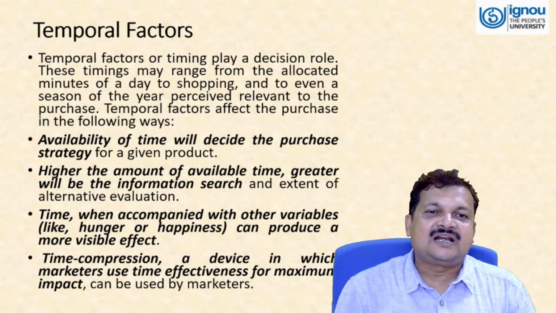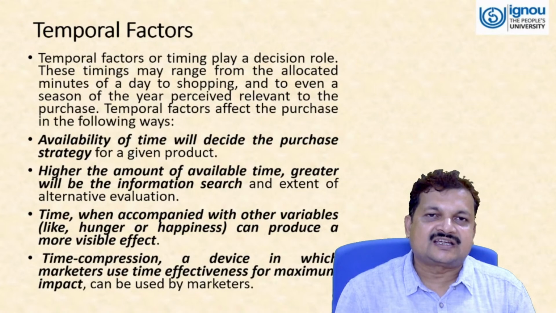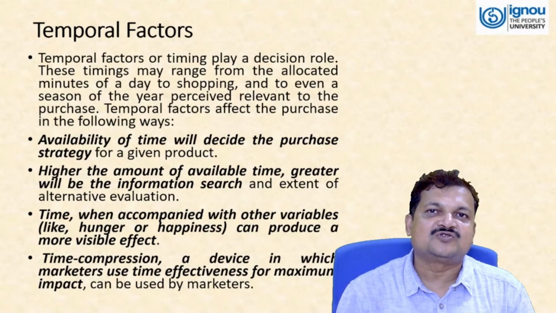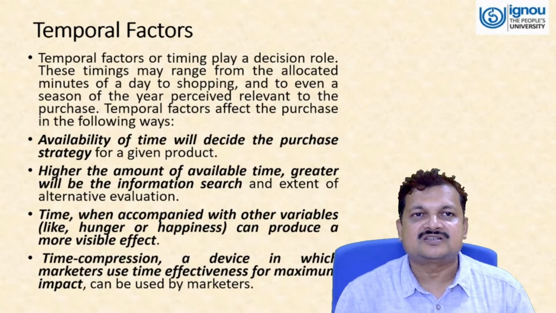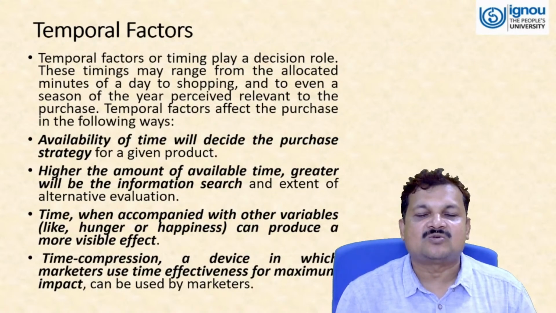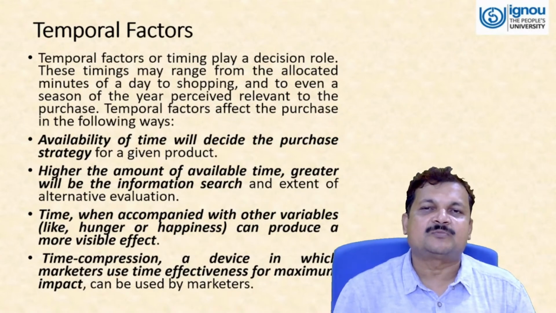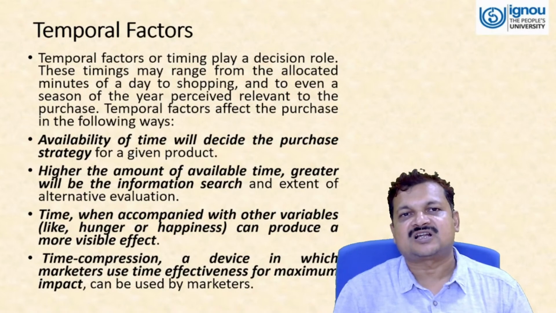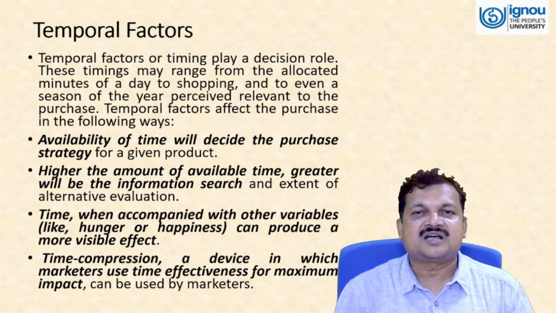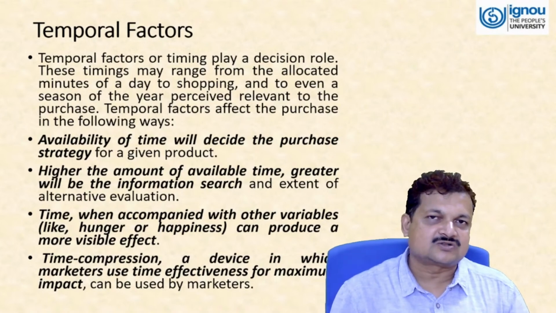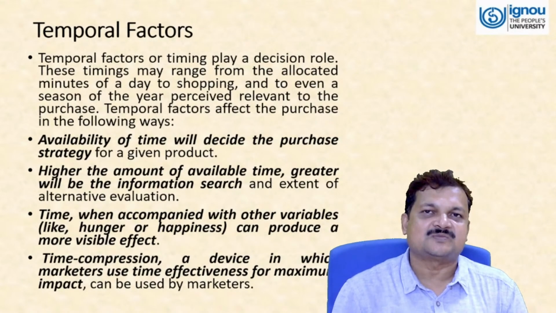Availability of time will decide the purchase strategy. For example, when you are moving by train and want a specific brand of newspaper, it may not be available, but you need to read something at least to spend your time. So whatever brand of newspaper is available, you are bound to purchase. There is no other option. Similarly, if your brand of chips or biscuits is not available, whatever is available in the pantry car, you are bound to purchase. The same with mineral water. So it is time specific, and your decision is based on that.